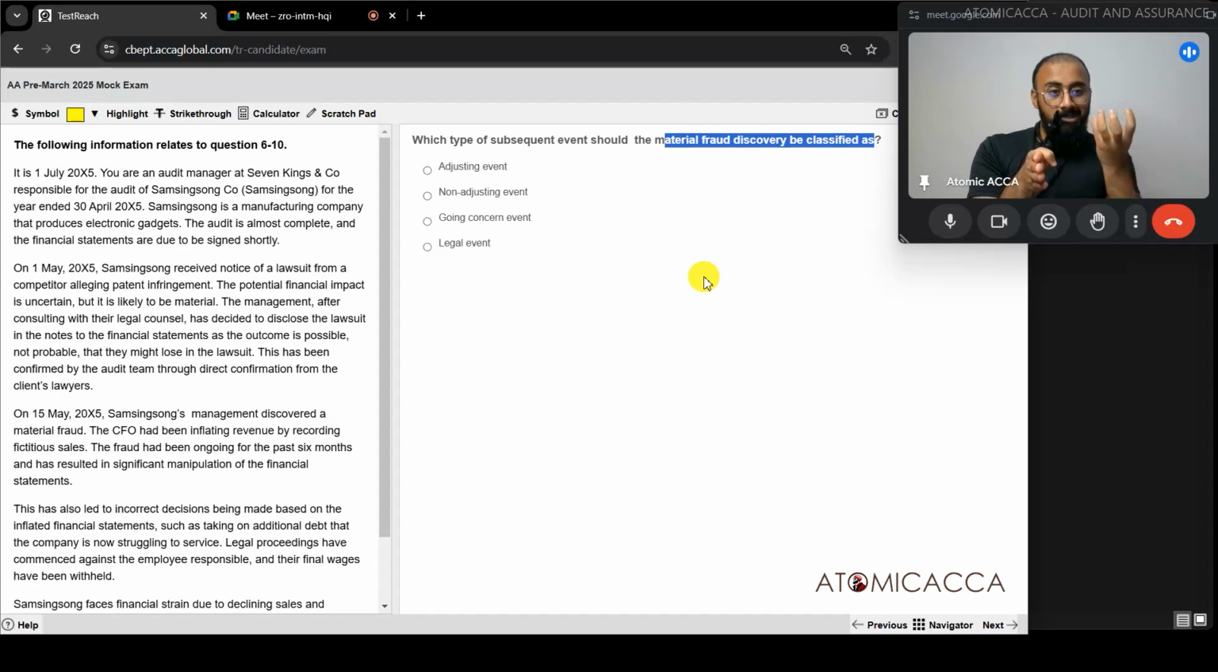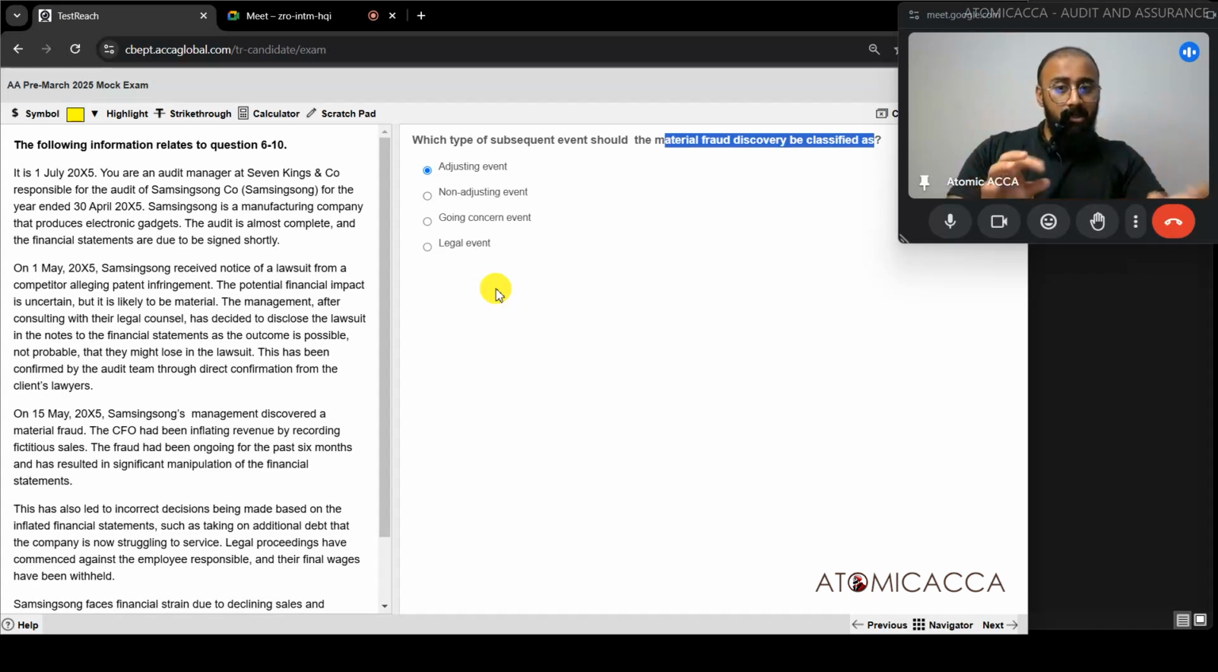If in case it's a new event that is happening over here and it has nothing to connect with the financial year or the financial statement, then it is a non-adjusting event. So over here, this is an adjusting event. It's not a non-adjusting event because we already explained what that is. Going concern event, it's not very much understandable. It's a material fraud, figures are big, but there's no clarity about whether that particular fraud is going to lead to a going concern issue, because this is simply about a material fraud of boosting revenue. So that's not exactly a going concern indicator directly.